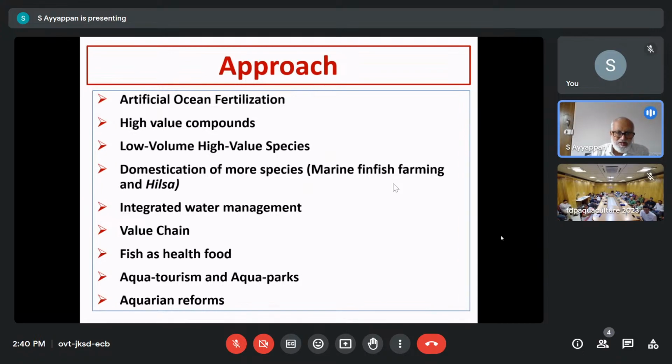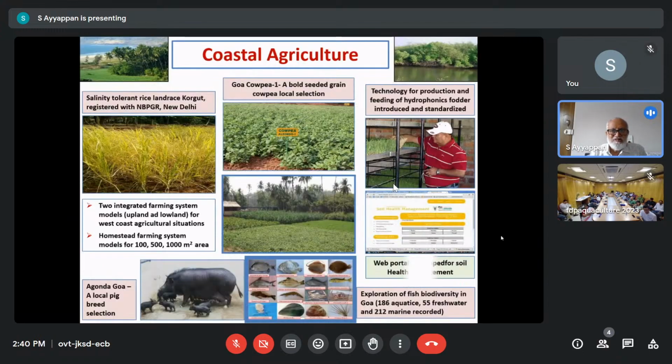This is what has been done. So similarly, aquatourism and aqua parks are all being discussed. When it comes to coastal aquaculture, it is not only aquaculture, it is agriculture, coastal agriculture, because 30 kilometers from the coastline, the lands are all saline. So how to address this area for profitable farming? In that, we discuss with agriculture people also, and then we combine many things that can go along with.